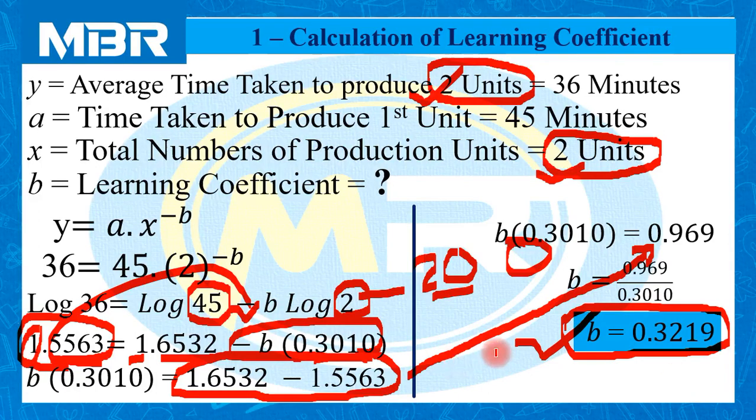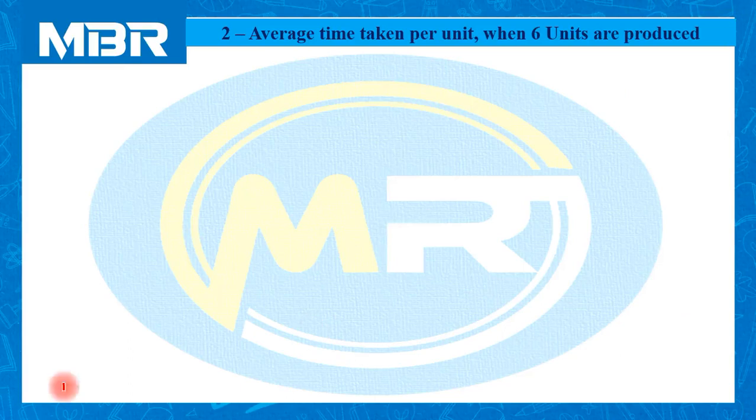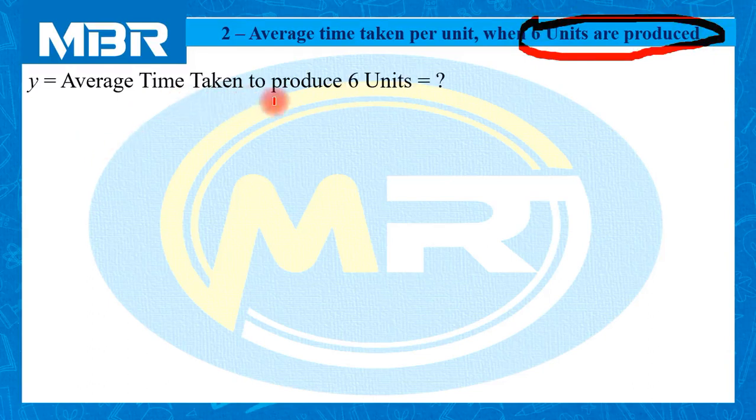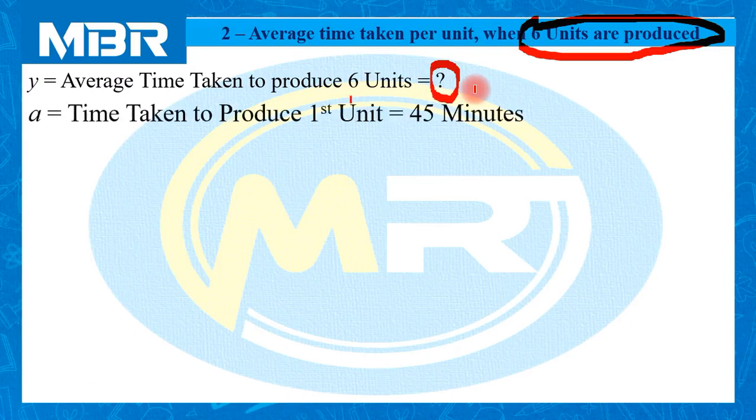After calculation of the learning coefficient, that is the value of b, let us move to the next question. As a part of the solution, we have to calculate the average time taken per unit when the company has produced 6 units. Same formula, so we need to decide the factors. Average time taken to produce 6 units, we don't know, so it is a question mark. We need to calculate.